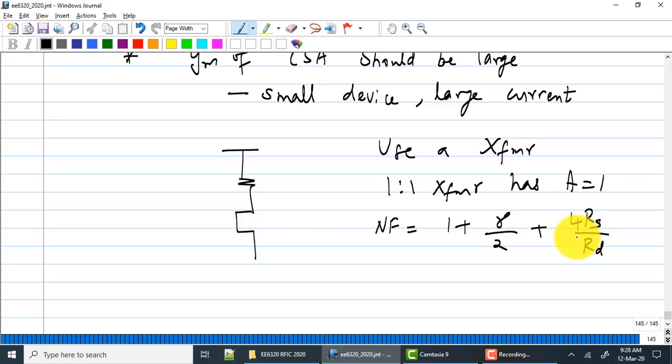Pull out your calculators. 10 log 3. 2.2 or so? How much is it? 10 log 3? No, it's more, much more. 4.5, right? It's 4.5. How much is it if you have a transformer, a 1:1 transformer?